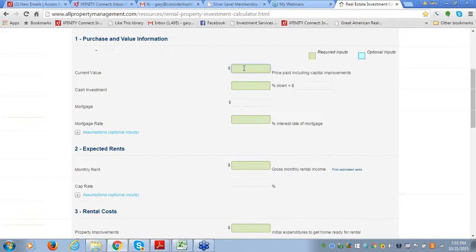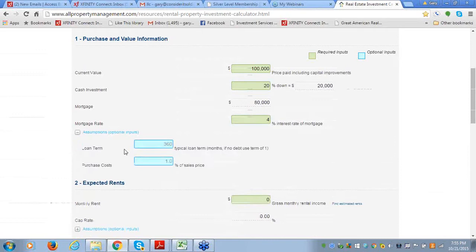Okay. So let's say we're going to purchase a rental property for $100,000. That's what we paid for it. It didn't need any capital improvements. So we just paid a flat $100,000. We're going to put down 20%, which is $20,000. That means we get a mortgage for $80,000. And our mortgage rate, let's just say it's going to be 4% right now. Now let's click on assumptions here. Okay, assumptions, loan term.